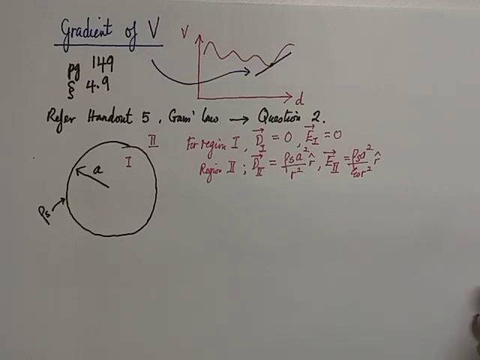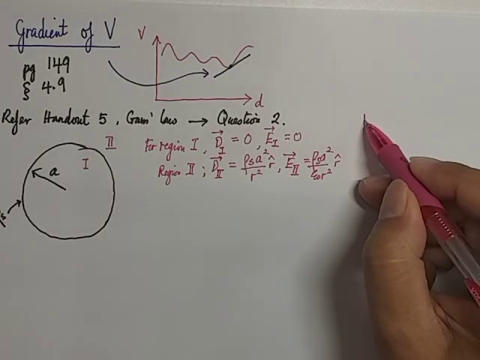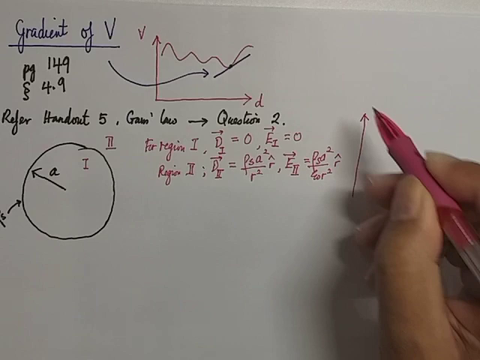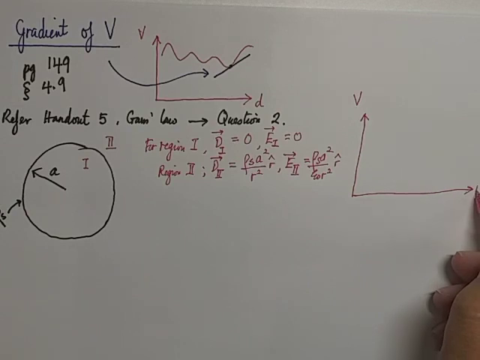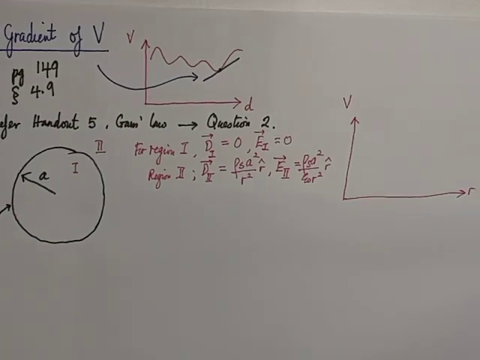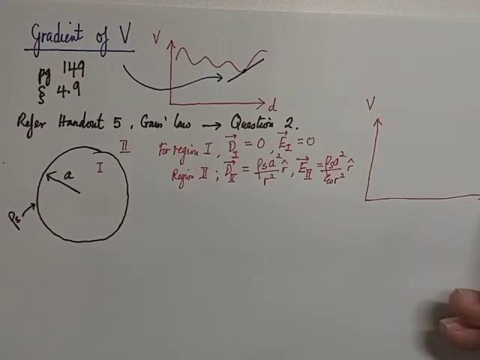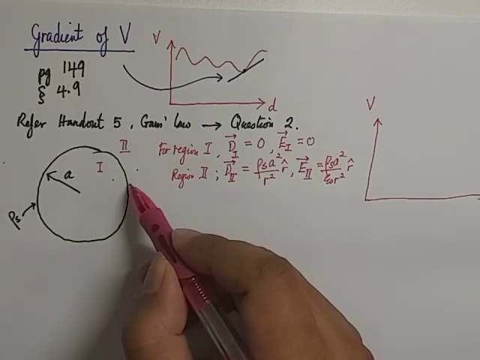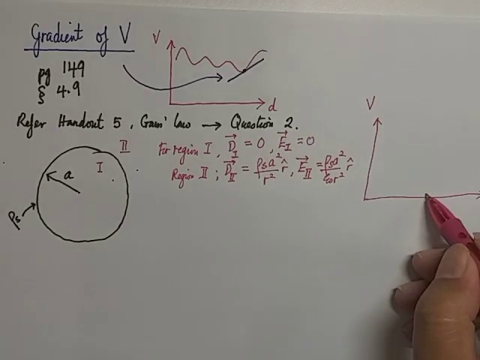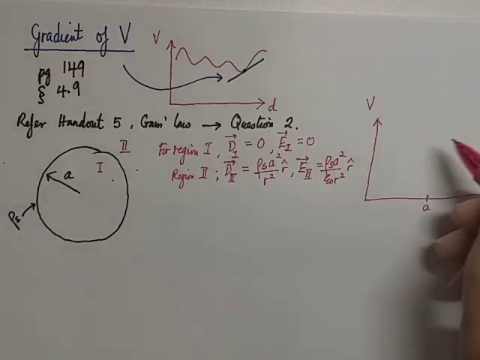So what I'm going to ask you to do now is let's plot the graph of E against R, the radius of our shell. Based on our diagram here, the boundary that separates region 1 and region 2 is R equal to A. So I'm going to clearly define this as my A value, and there is going to be a boundary here.